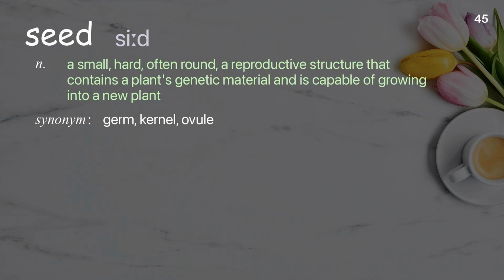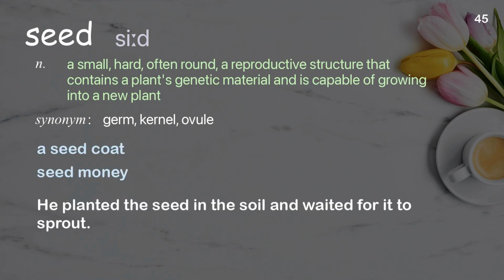Seed. A small, hard, often round, reproductive structure that contains a plant's genetic material and is capable of growing into a new plant. Examples. A seed coat. Seed money. He planted the seed in the soil and waited for it to sprout.